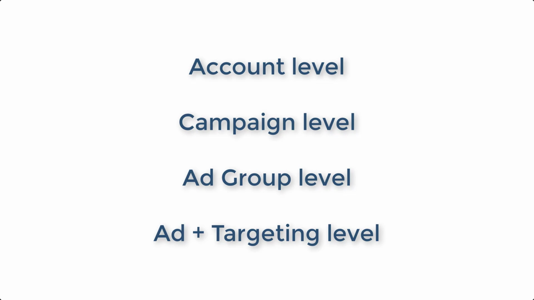The 4 levels are account level, campaign level, ad group level, and 1 level below that, which is for ad creation and targeting settings. This is a nested hierarchy where accounts can have multiple campaigns, campaigns can have multiple ad groups, and ad groups can have multiple ads and targeting selections.